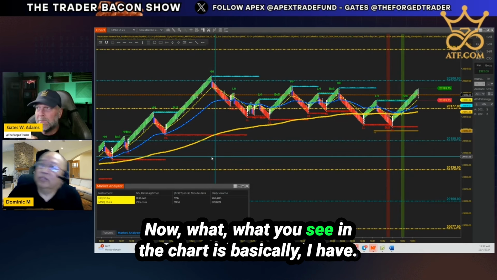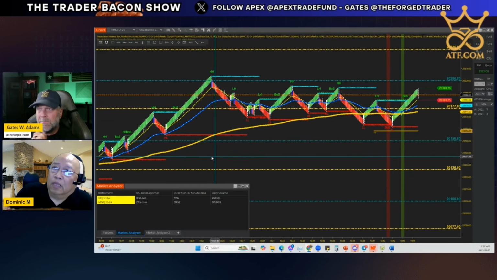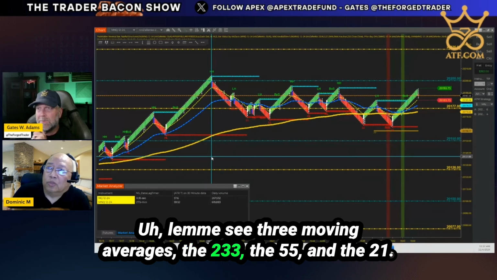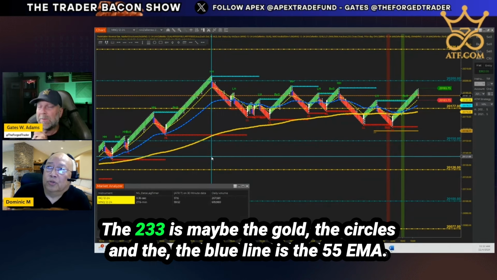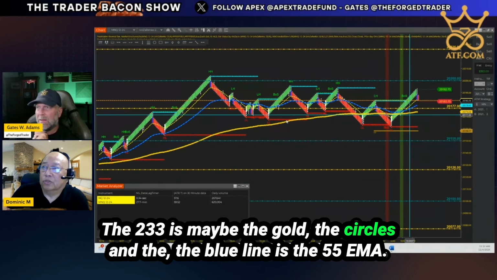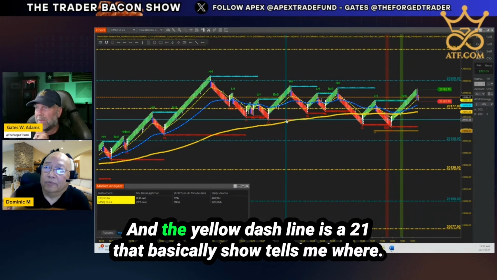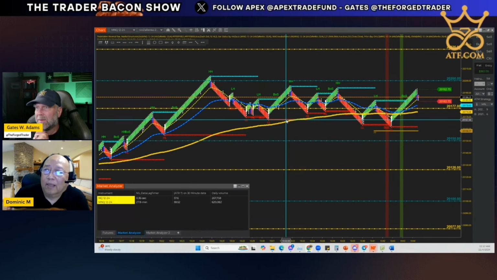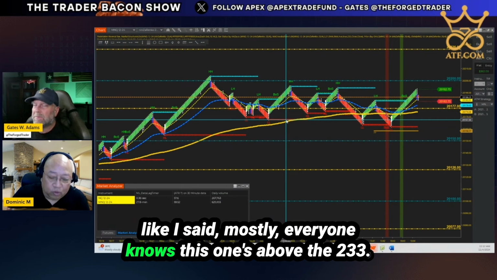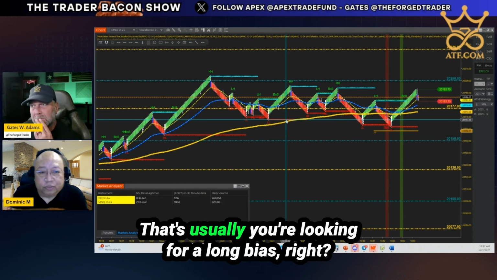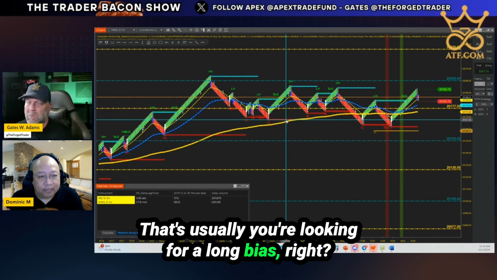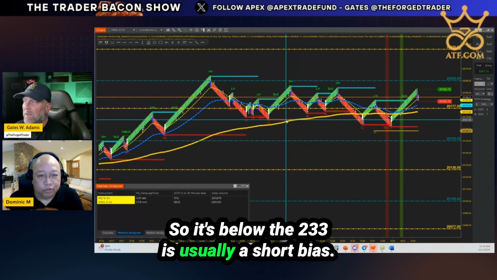Now, what you see here in the chart is basically I have, let me see, 3 moving averages: the 233, the 55, and the 21. The 233 is maybe the gold circles, the blue line is the 55 EMA, they're all EMAs, and the yellow dash line is the 21. That basically tells me where, like I said, mostly everyone knows this, it's above the 233, that's usually you're looking for a long bias, right? If it's below the 233, it's usually a short bias.